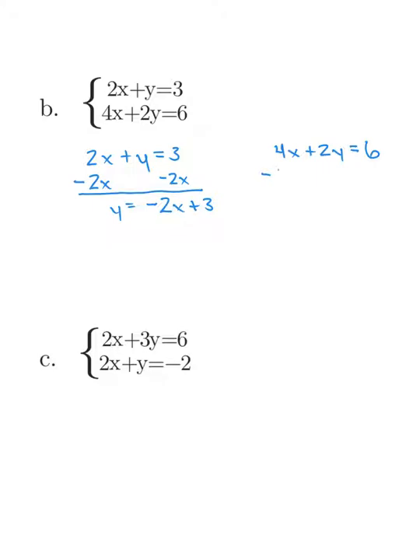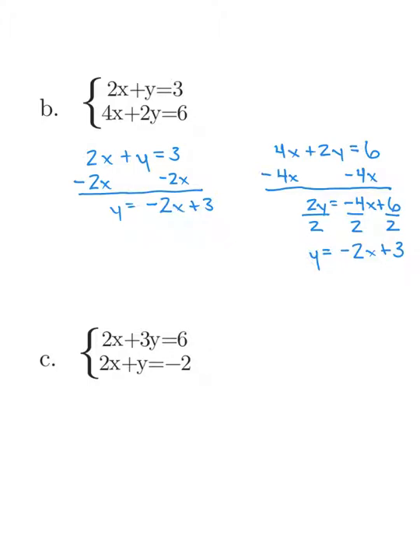So my first step is to get rid of the x term. Since I want to get y by itself, I want to move everything else to the other side. We get 2y equals negative 4x plus 6. And then I can divide each term by 2. And we get y equals negative 2x plus 3.